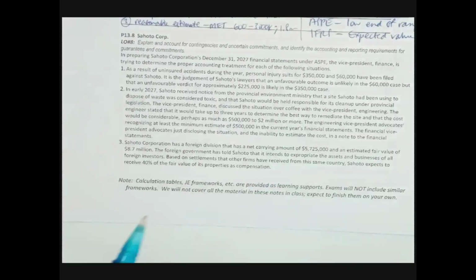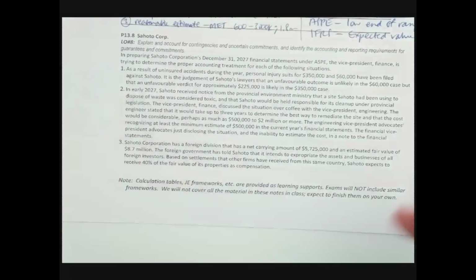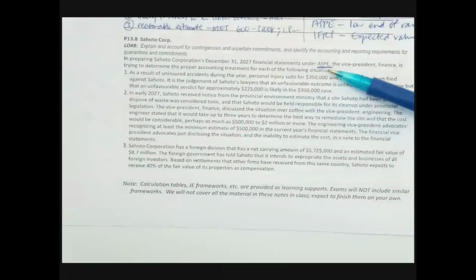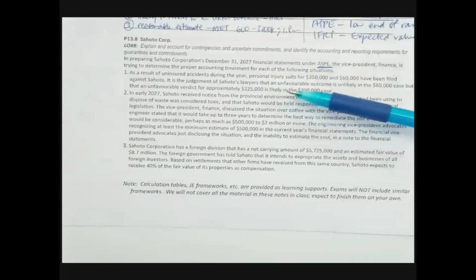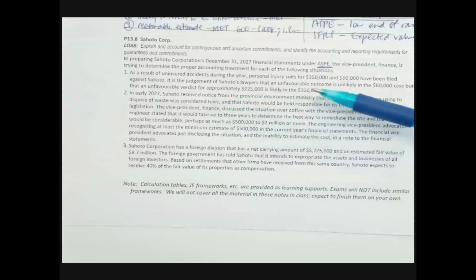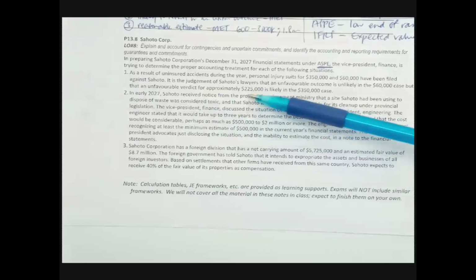Let's do a question here. In preparing Cehodo Corp's December 31st financial statements under ASPE, so you need to know what you're under to do this, right? The VP Finance is trying to determine the proper accounting treatment for each of the following situations. As a result of uninsured accidents during the year, personal injury suits for 350 and 60 have been filed. It's the judgment of their lawyers that an unfavorable outcome is unlikely in the 60 case, but an unfavorable verdict of 225 is likely in the 350 case.